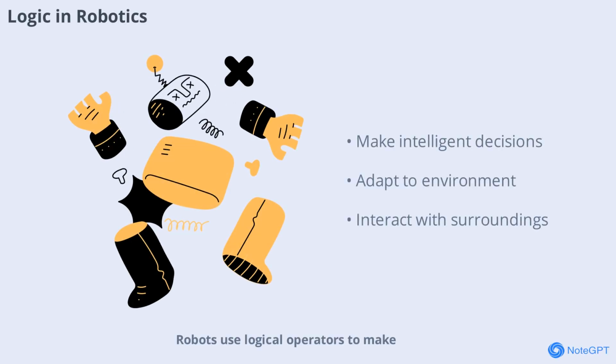Robots use logical operators to make decisions and interact with their environment. For example, a robot might move forward if the path is clear and the battery is charged. Logical operators help robots act intelligently and adapt to changing situations.